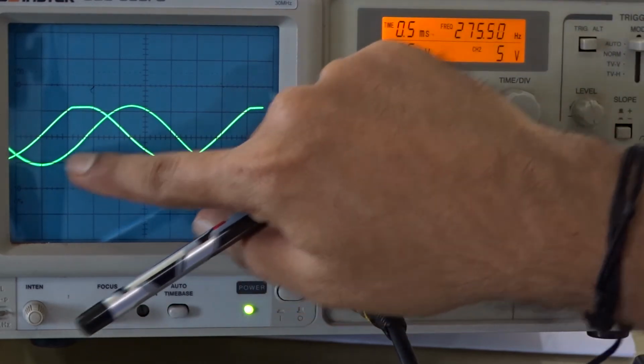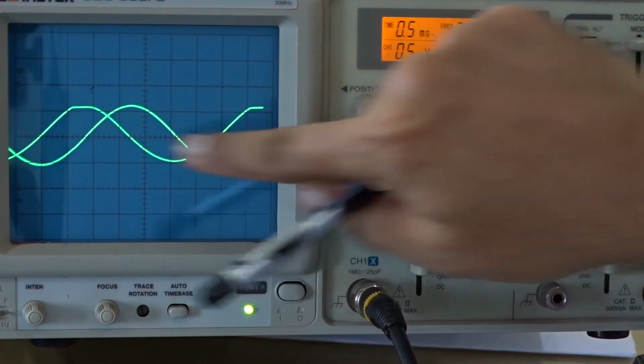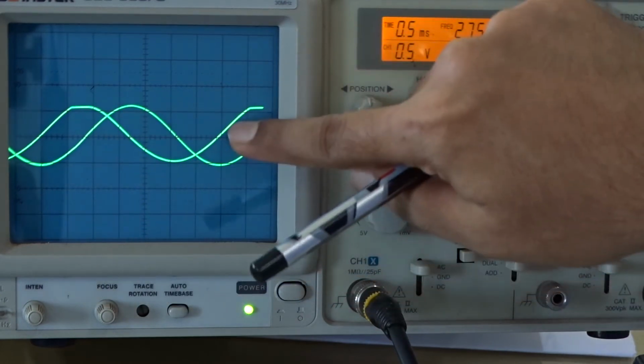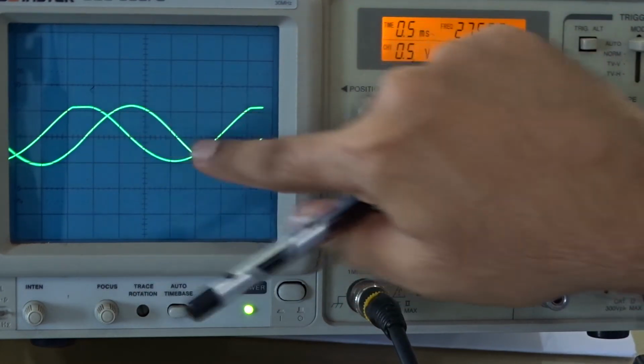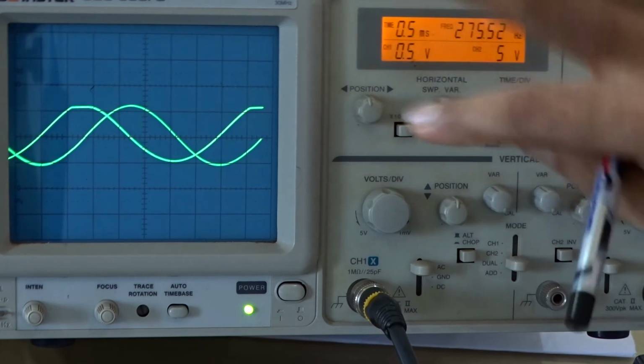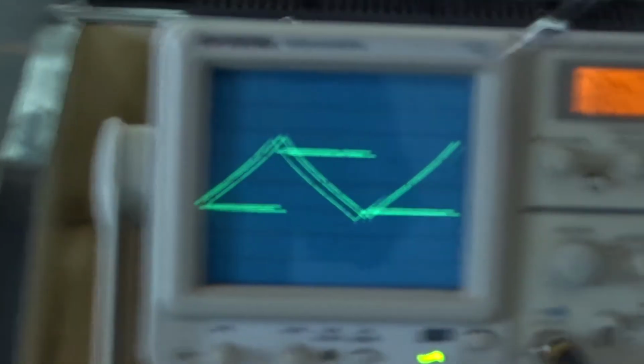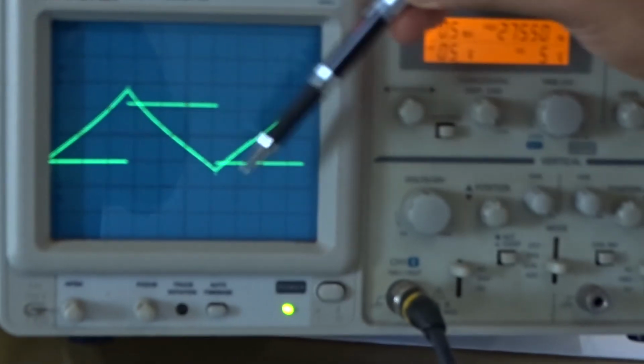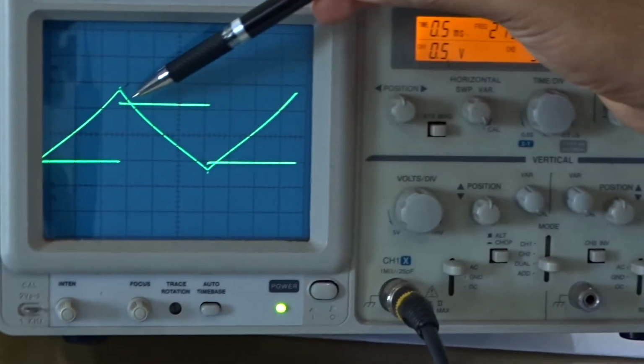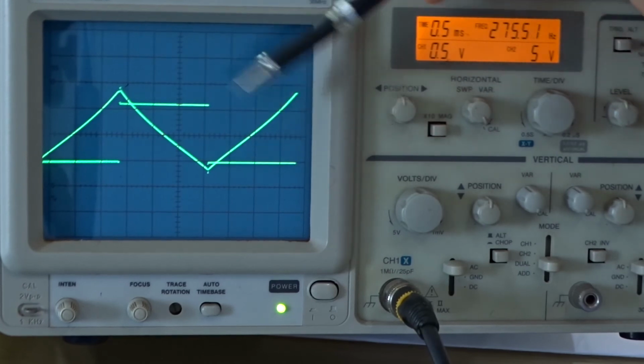So I can observe this is the input voltage, and the output is a delayed version of that. There is a 90-degree phase difference between input and output. So this is for a sine wave input. If I change the input, instead of a sine wave, to a square wave, you can observe the changes. This is my positive part and this is the negative part, plus V and minus V.